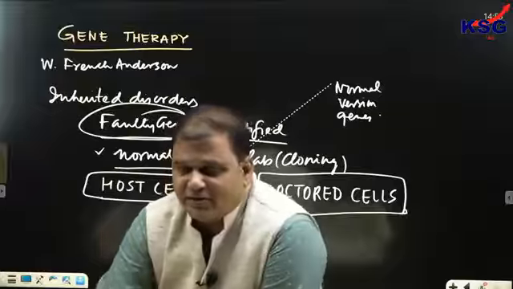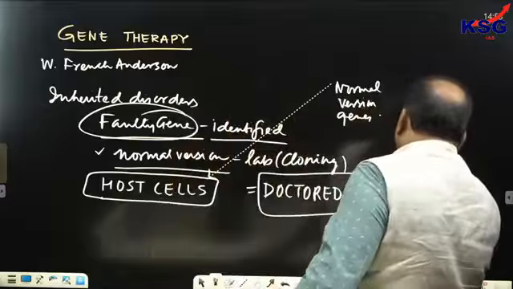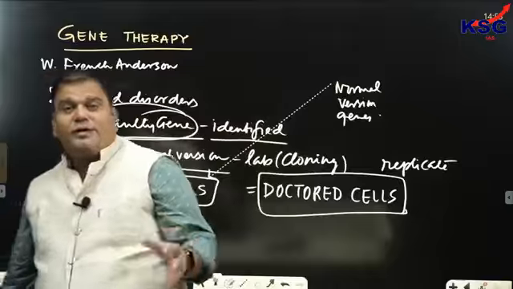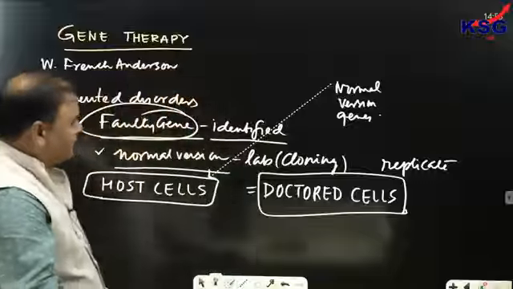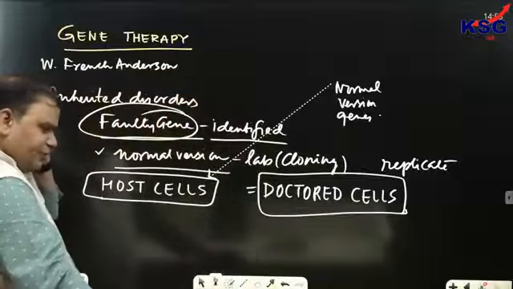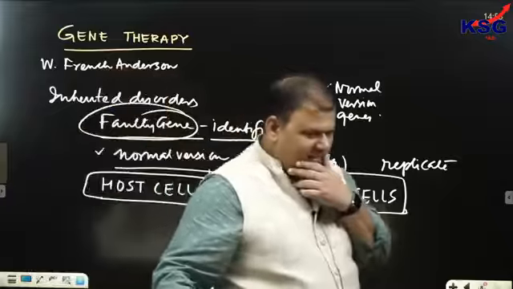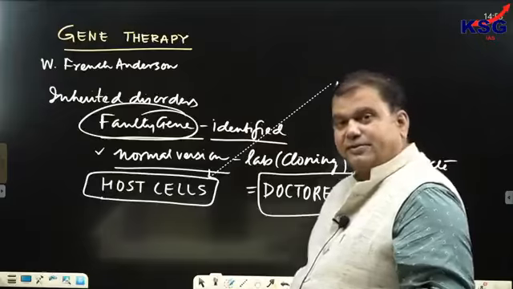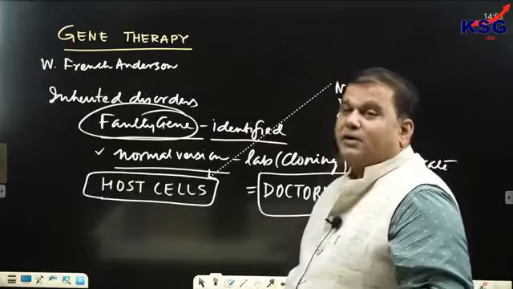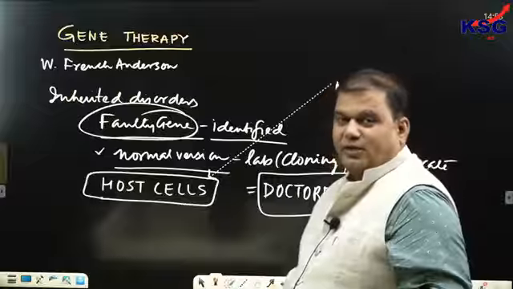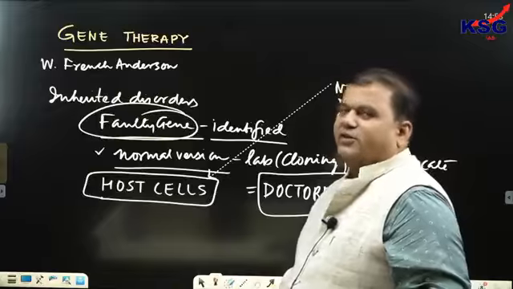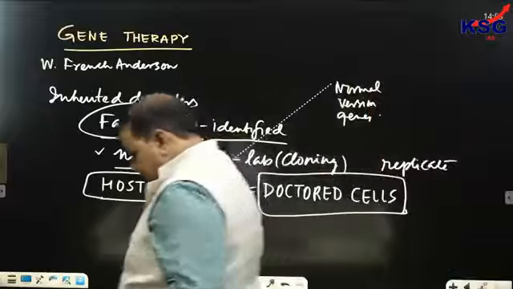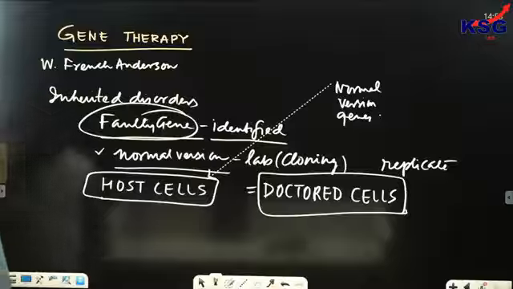When these cells replicate, the disorder would be gradually removed. But then the problem is that the disorder would return in the next generation.